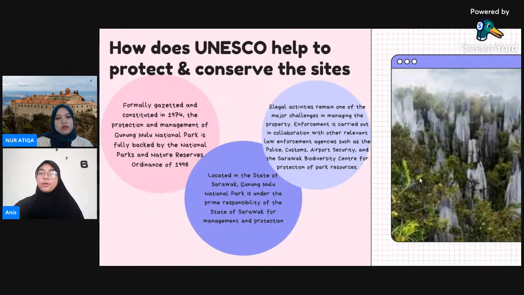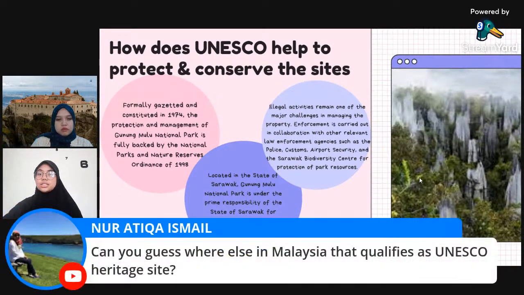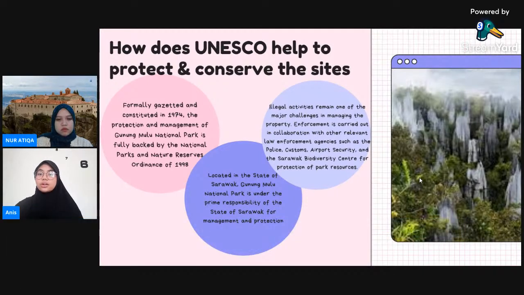Okay, next, I'm going to talk about how UNESCO helps to protect and conserve the sites. Firstly, formally gazetted and constituted in 1974, the protection and management of Gunung Mulu National Park is fully backed by the National Parks and Nature Reserves Ordinance of 1998. After that, it is located in the state of Sarawak. Gunung Mulu National Park is under the prime responsibility of the state of Sarawak for management and protection.